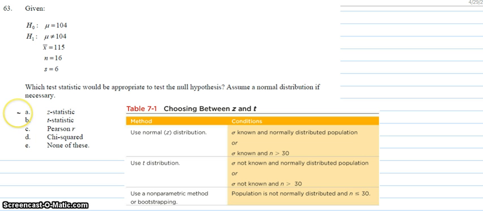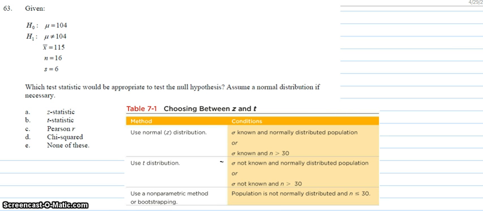Your answers: is it going to be A, Z statistic, B, T statistic, C, Pearson R, D, chi-squared, or E, none of these? To the right is a table, and it shows us how to choose between Z and T. Use normal Z distribution if the population standard deviation is known and normally distributed population, or if the population standard deviation is known and n is greater than 30.